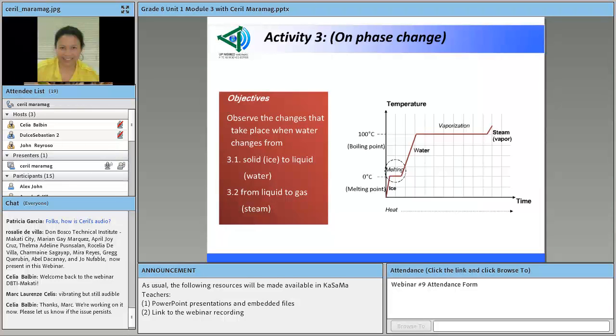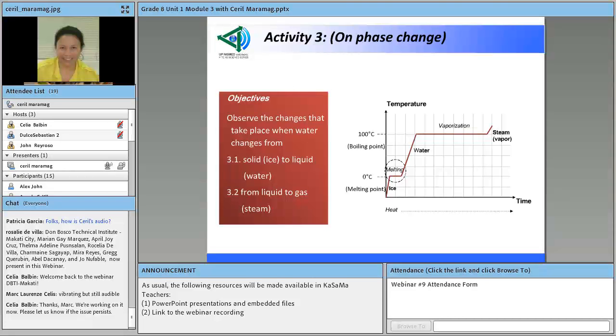In this activity, students are asked to measure the temperature of ice at regular time intervals while melting and after it has melted. Then if there is still time, they may continue to heat it up until it boils, and they will again continuously measure its temperature at regular time intervals. Then they are supposed to plot the graph of temperature versus time. If you look at your screen, the right side shows the ideal graph. Their graph may look something like this.